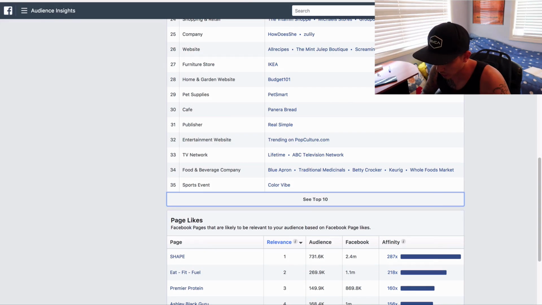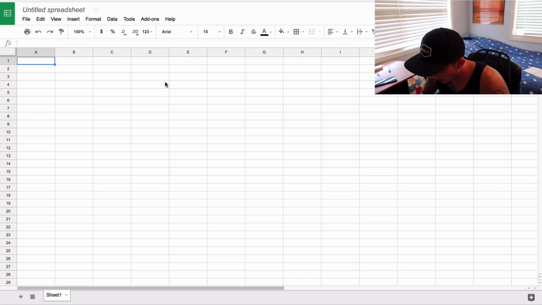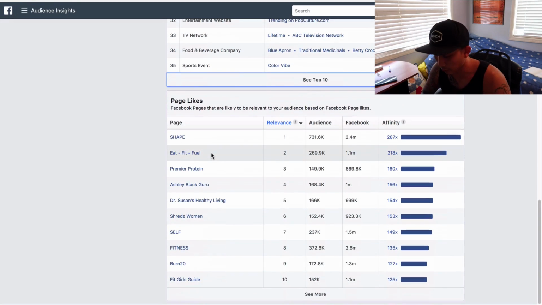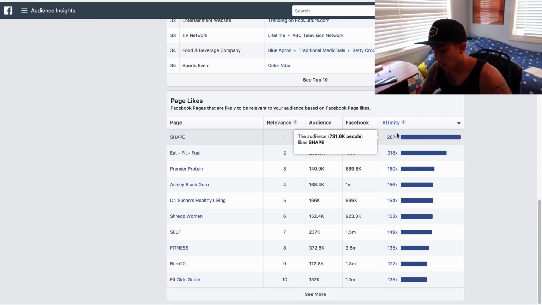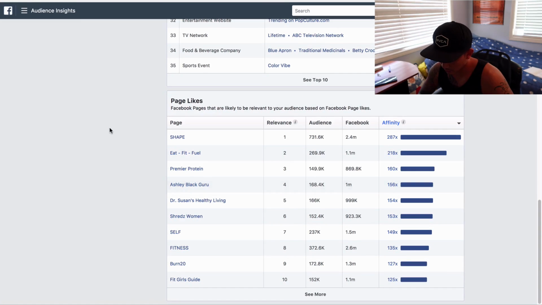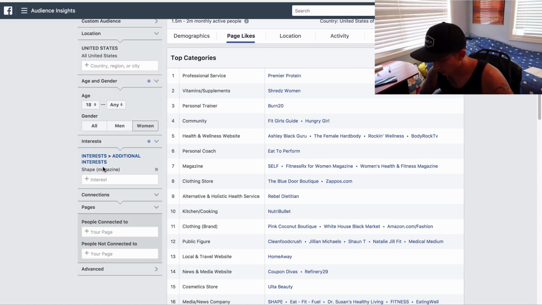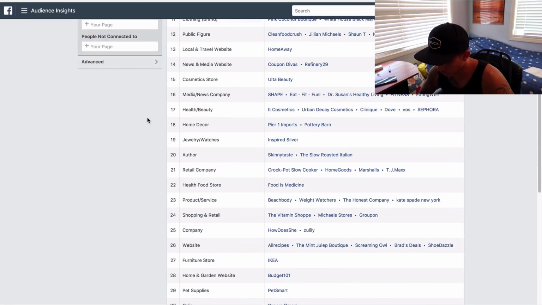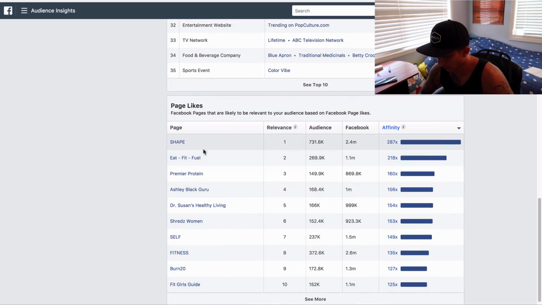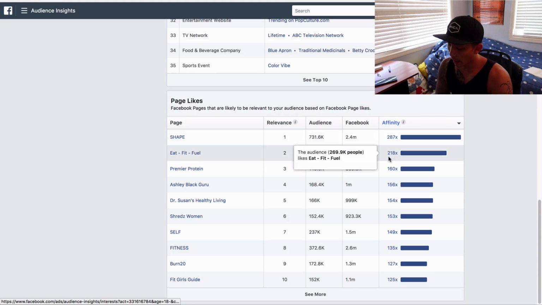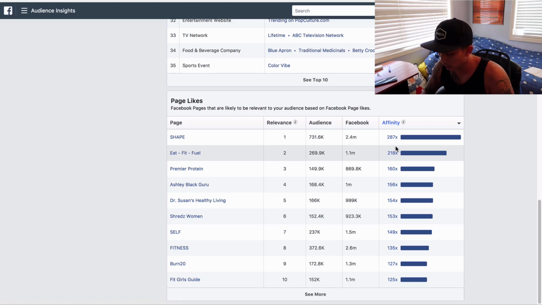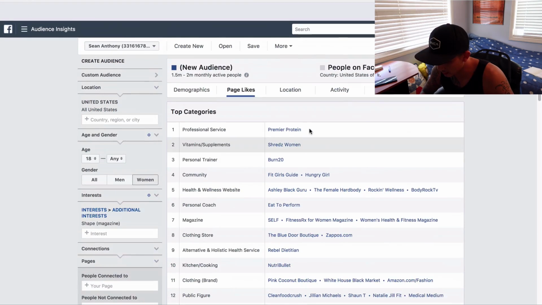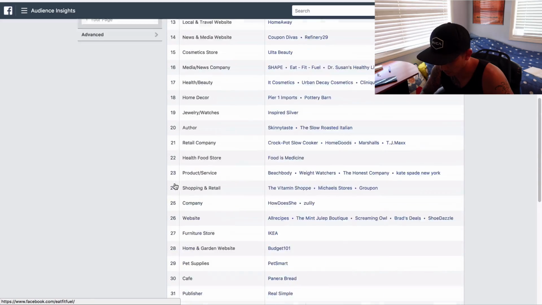So I have a spreadsheet here. I'll show you in a second how I do that very quickly. And let's just scroll to the bottom here first though, and I want to show you this page likes section down here, okay? So what I do is I sort by affinity, and affinity just means that whoever likes this Shape Magazine, this base interest, they're this many times more likely than the regular person who doesn't like that Shape Magazine interest to like any of these interests here, okay? So I sort by affinity because this means that you're going to have the people most likely to like both of these interests, like Eat, Fit, Feel, and Shape Magazine, okay?